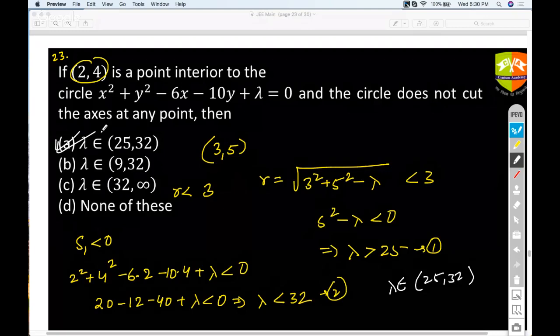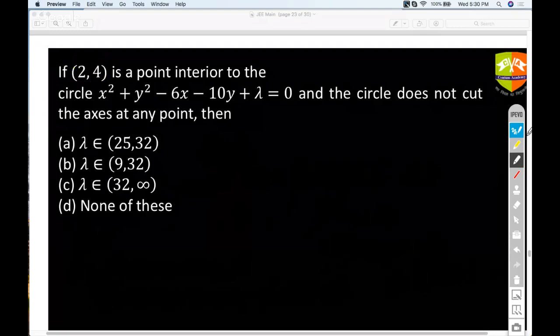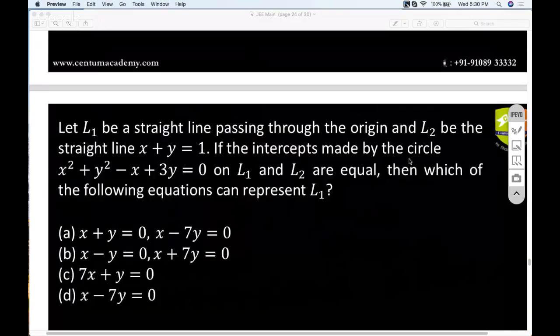Okay. So I think the first one to get this correct was Saundarya. Absolutely. Okay. Let's move on to the next one.